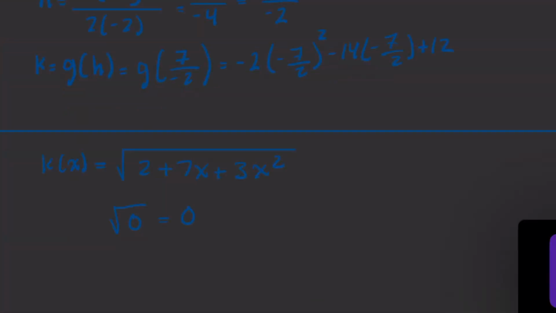So k of x is equal to the square root of 2 plus 7x plus 3x squared. Now, whenever you have a square root, what kind of restrictions do you have? If you have a calculator and you did the square root of 0, will it give you a domain error? It gives you 0, right? So then I could have a 0. However, the only restriction is that I cannot have any negative numbers, right?